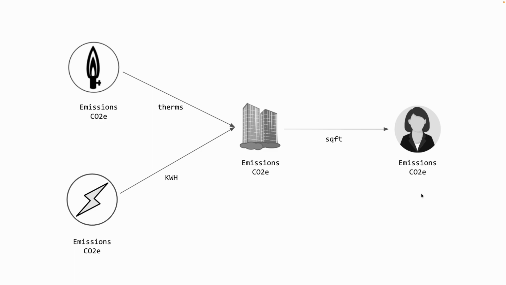And then we want to be able to figure out the emissions of the tenant based on the emissions of the building. So the utilities provide energy in different units like therms, kilowatt hours to the building, and then the building owner provides space to the tenant in square feet.